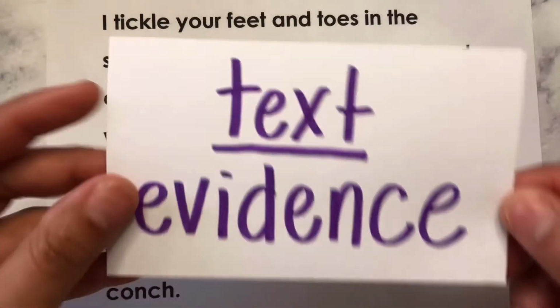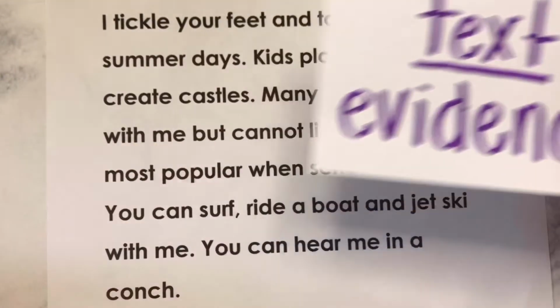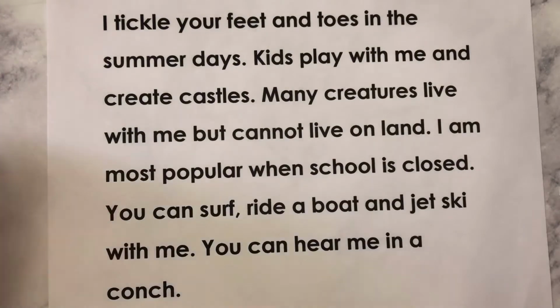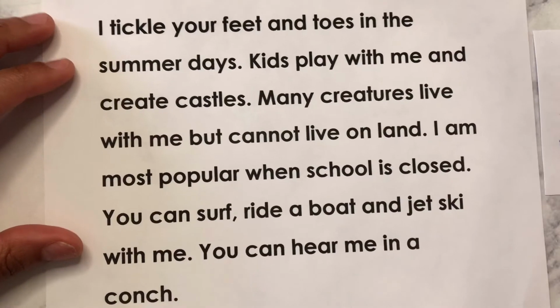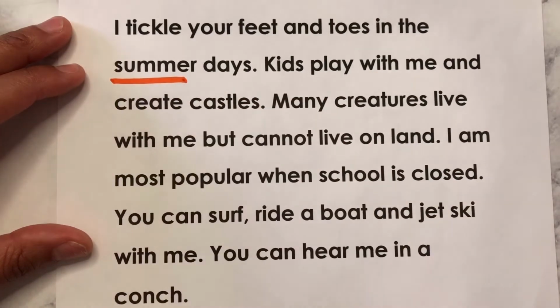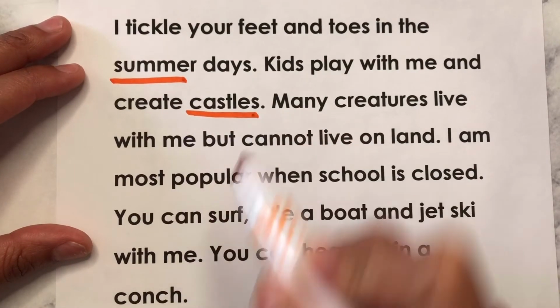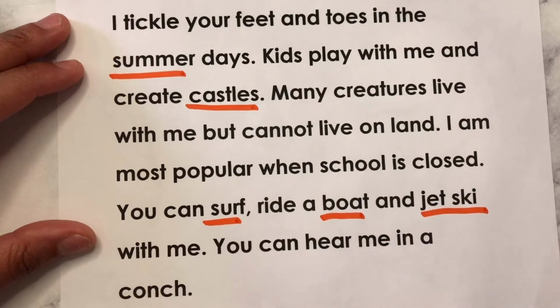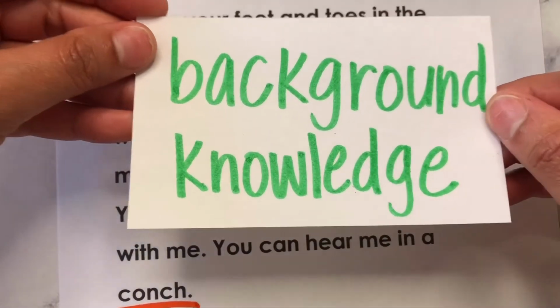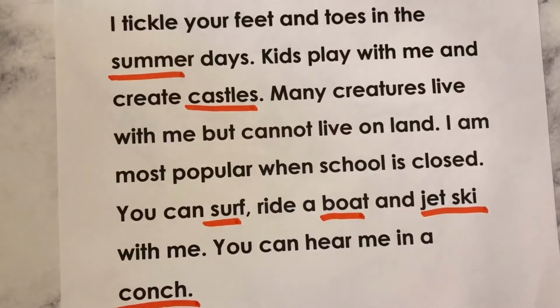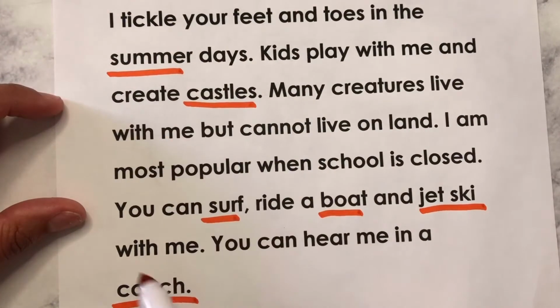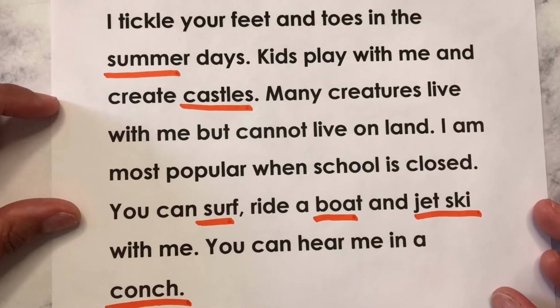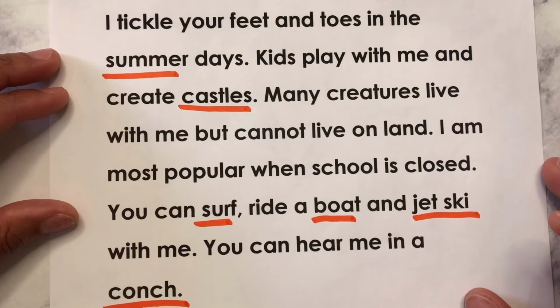As we look at the text evidence in this riddle, there are a few words I can identify. The word summer, castles, surf, boat, jet ski, and conch. Using my background knowledge, based on what I already know, these words all tie to the water. This riddle must be talking about a body of water.